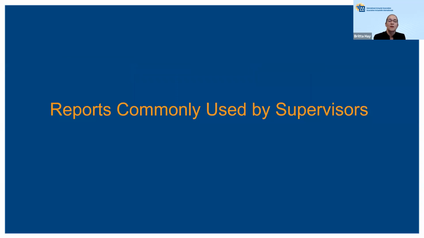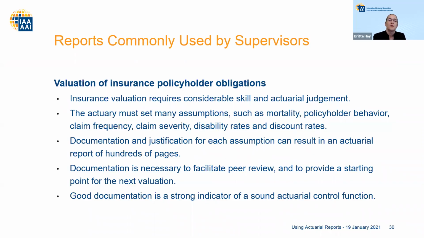So now we'll talk about some of the types of reports that you'll receive. And these reports are going to cover some or possibly all of the purposes that we've discussed in the previous slides. Next. So valuation of insurance policyholder obligations. That's what you call a valuation report. And these are the ones that will have all of the detail that goes into the calculations.